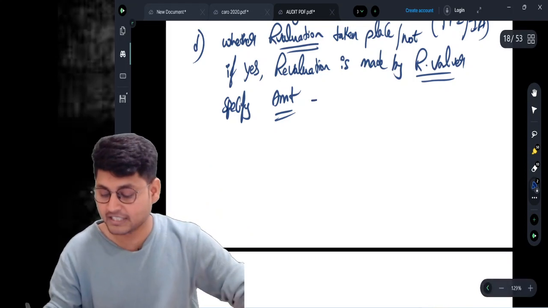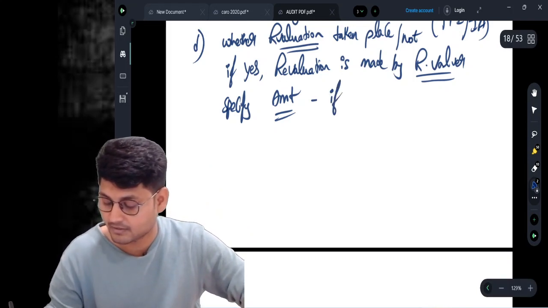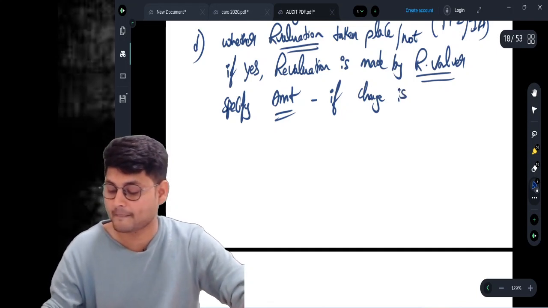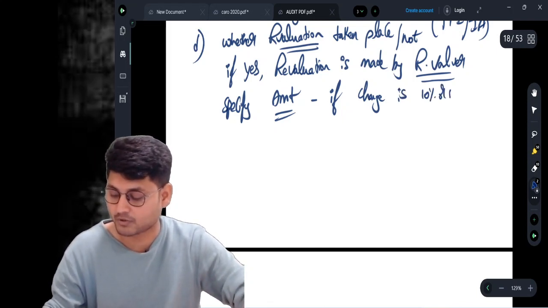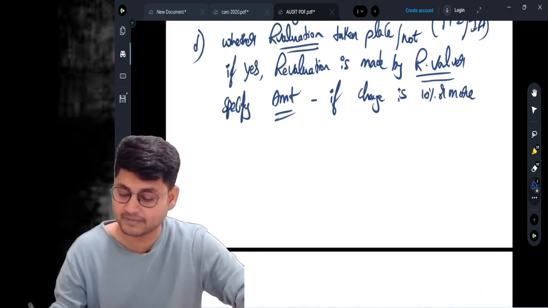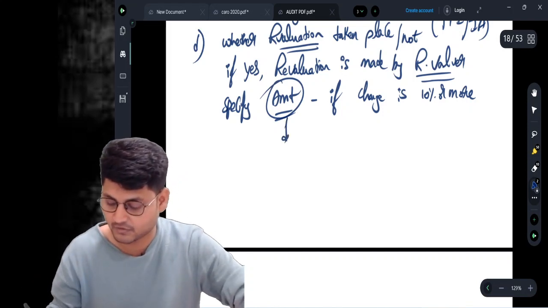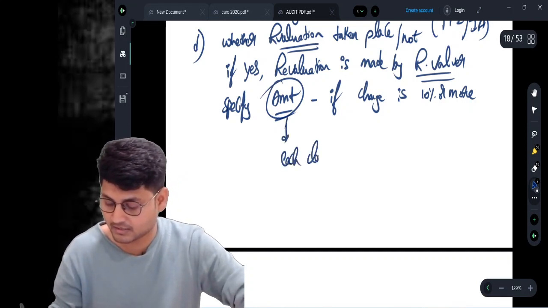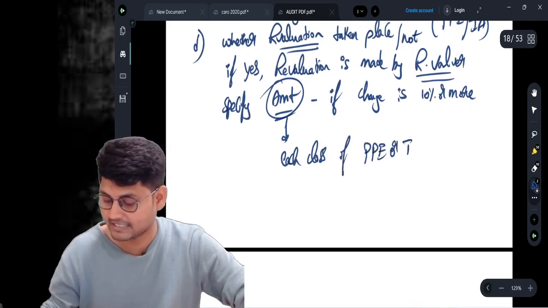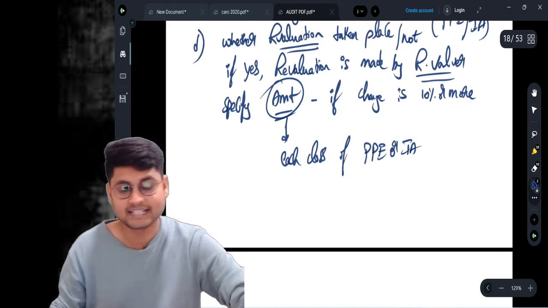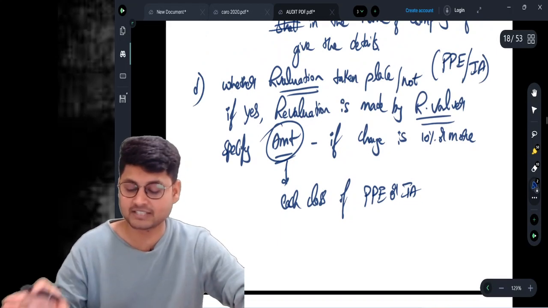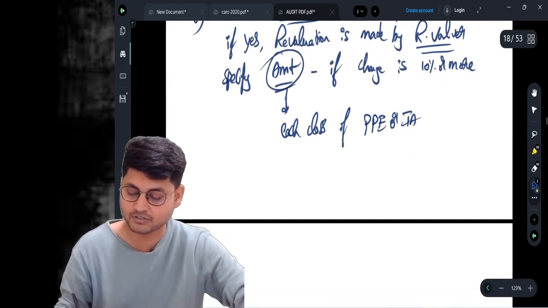Okay, specify the amount if change is 10% or more. Change is 10% or more. That amount shall be noted for each class of PPE or intangible asset during the year. That revaluation shall happen during the year, right? Okay, this is clause number D. I guess you are all getting the point clear.